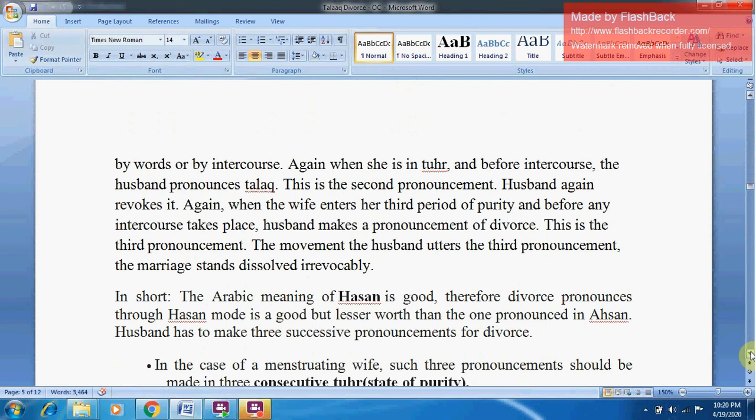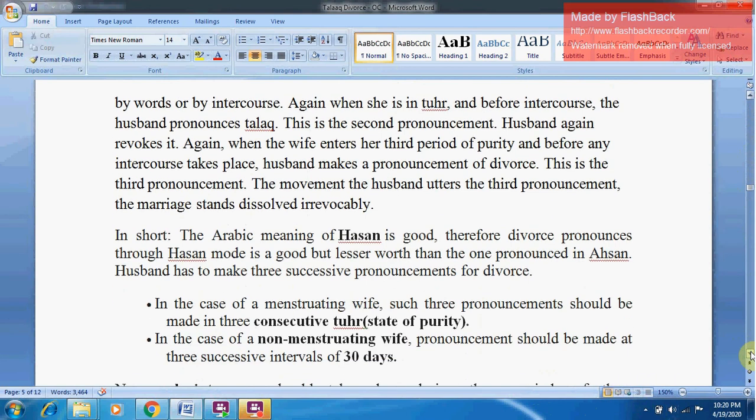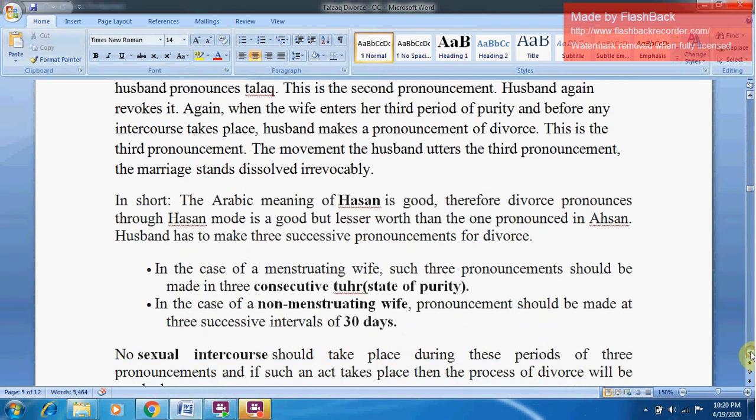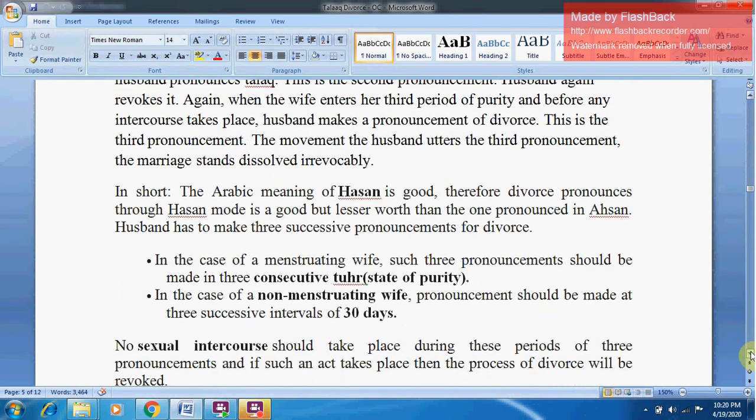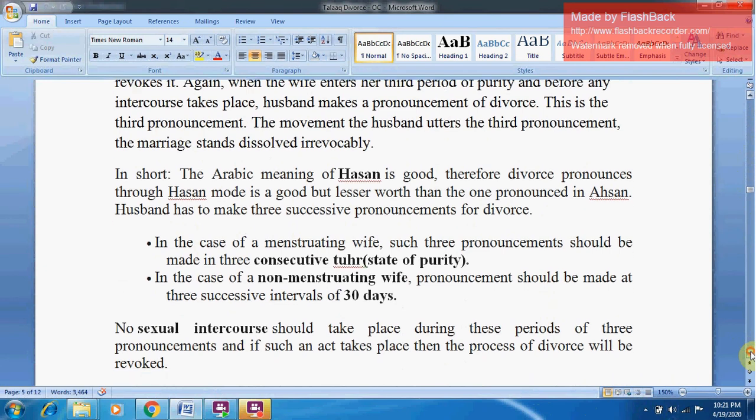Again, when she is in tuhur and before intercourse, the husband pronounces talaq. This is the second pronouncement. The husband again revokes it. Again, when the wife enters the third period of purity and before any intercourse takes place, the husband makes a pronouncement of divorce, and this is the third pronouncement. The moment the husband utters the third pronouncement, the marriage stands dissolved irrevocably.